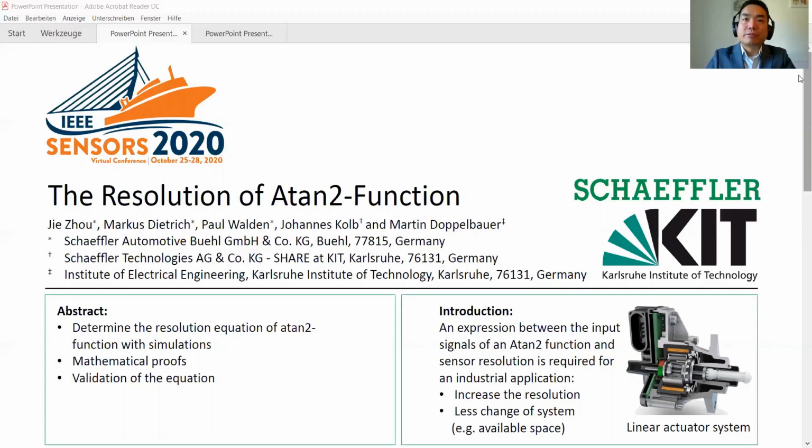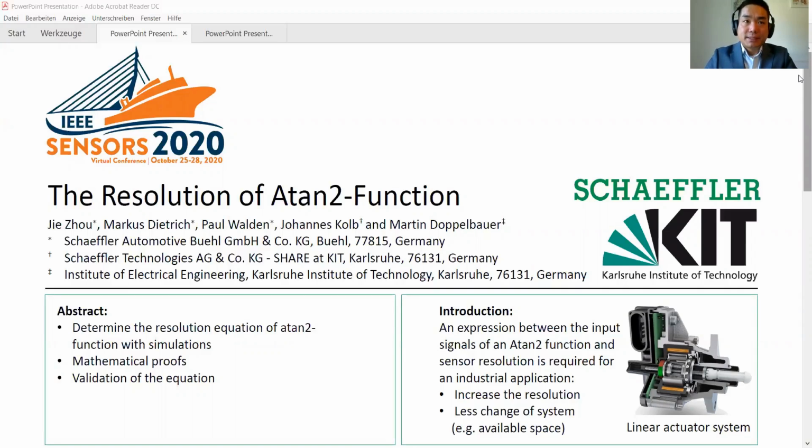The resolution of the sensor depends on the resolution of the sensor input signals. For a low-cost industrial application, it makes no sense to put too much money into getting perfect input signals. Therefore, the expression of the resolution of the Atan2-Function must be derived in order to make an efficient estimation. How much noise of the input signal should be reduced?